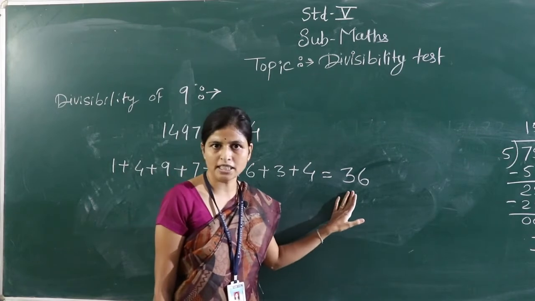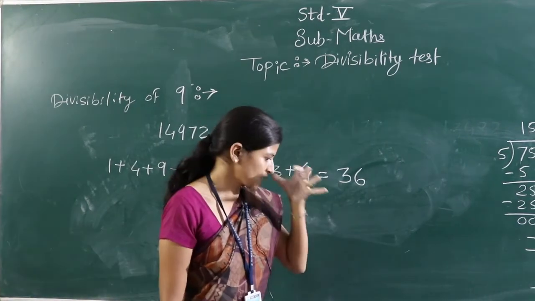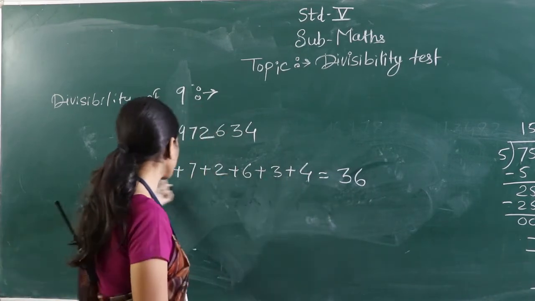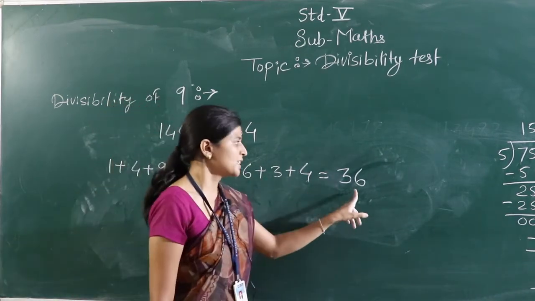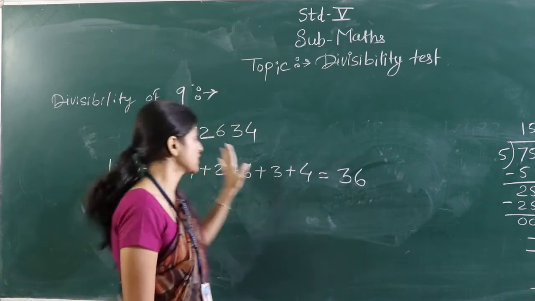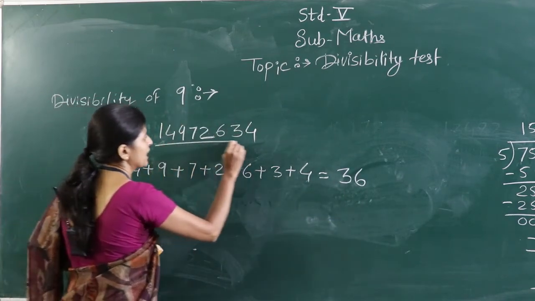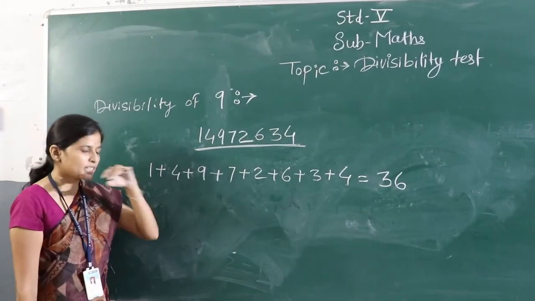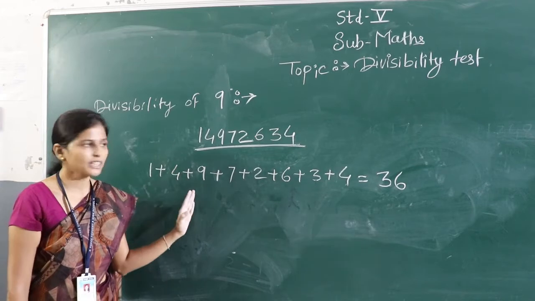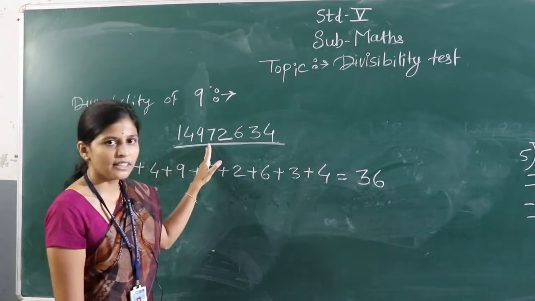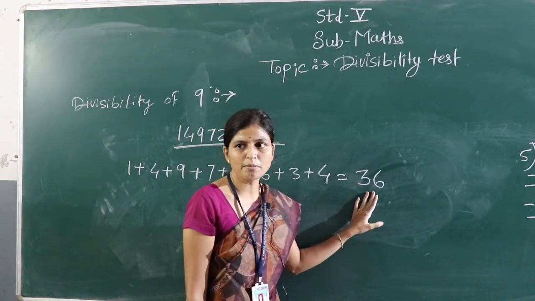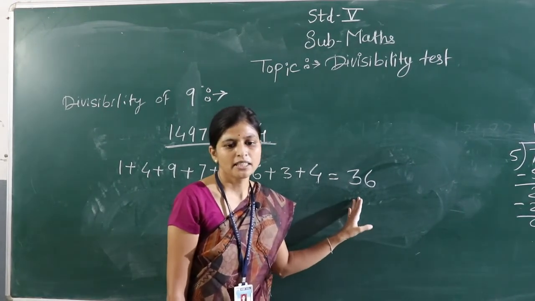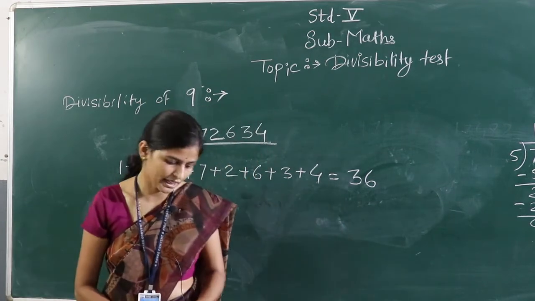Now 36 comes in 9's table. 9 4s are 36. So 36 is divisible by 9. That means the sum of the digits is 36, which is divisible by 9. So without dividing it, we can directly say that the whole number is divisible by 9. So what is the divisibility of 9? We add all the digits of the number. Then if the sum is divisible by 9, that means the whole number is divisible by 9. This is the divisibility of 9.